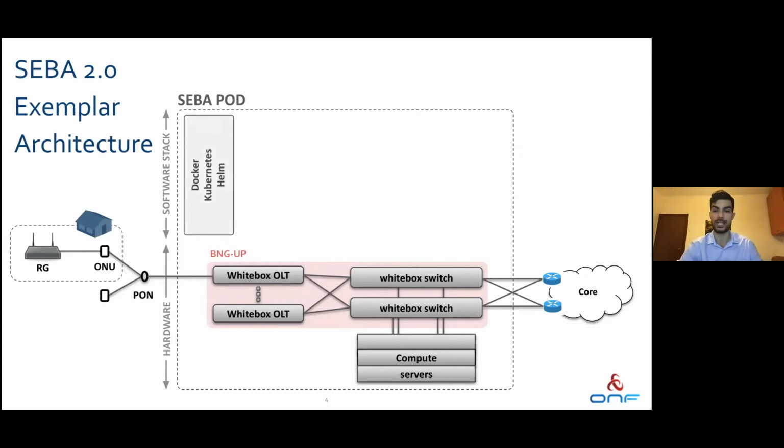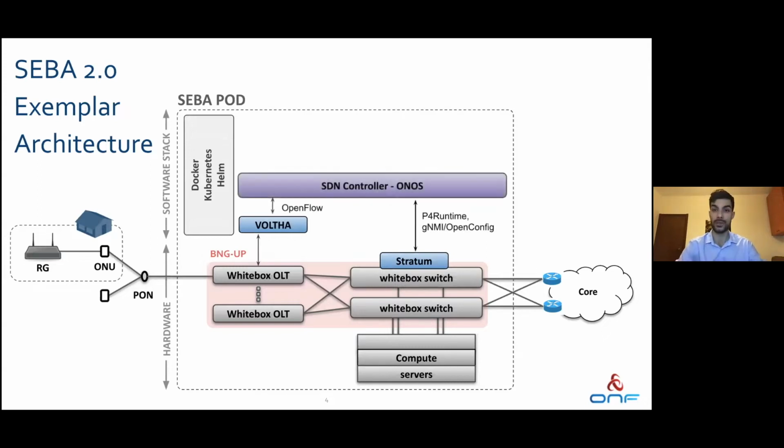The software stack instead starts from a common infrastructure of Docker, Kubernetes, and Helm. And then we deploy some microservices. So we start with the Volta microservice, which we will go in detail later. On top of the switch, we deploy Stratum, the thin switch OS. There was a webinar about it a few days ago, so if you're interested, go look at that. And on top of these two, we put the ONOS SDN controller that manages Volta via OpenFlow and Stratum via P4 runtime and gNMI with OpenConfig models.